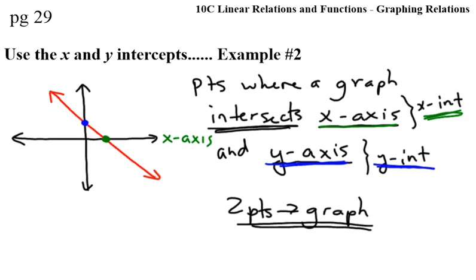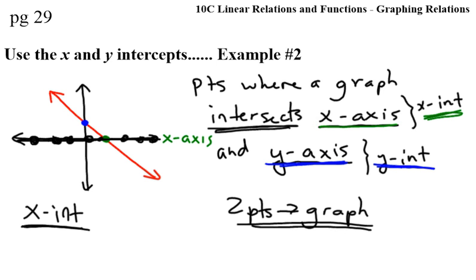But the last bit that's so important to an x and a y intercept is understanding what happens when it hits the x-axis. The x-intercept, what do we know? Any point that hits the x-axis, what do we know about that? Well, if there's any point on the x-axis, doesn't matter where it is.